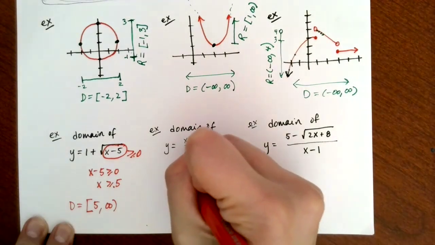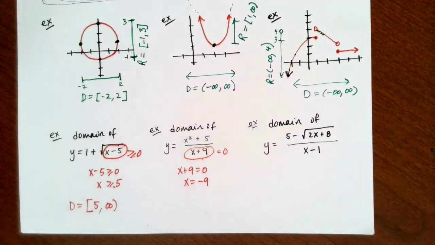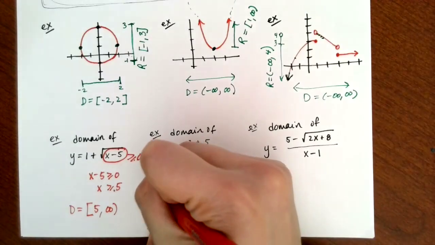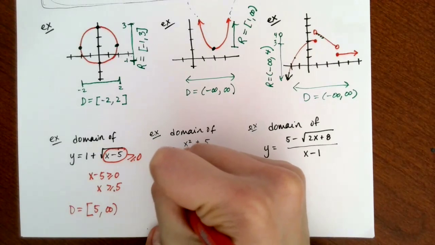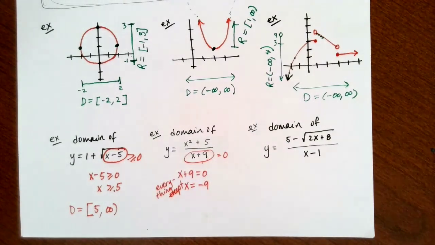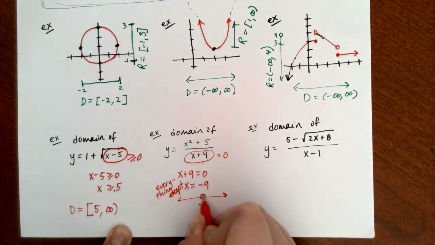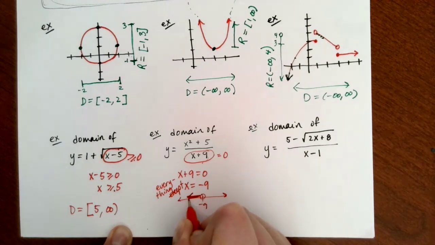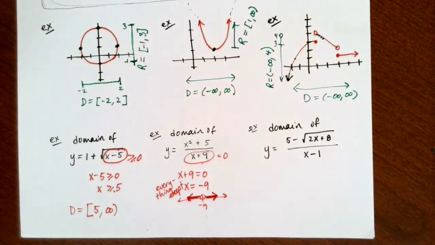So we want to say x plus 9 is equal to 0. So of course, that means -9 is the one number I cannot plug in. So really, we're saying everything except x equals -9. In interval notation, that's a little awkward. What you have to do is have everything to the left of it and everything to the right of it, and then just skip the -9.